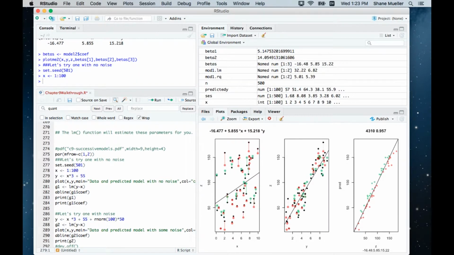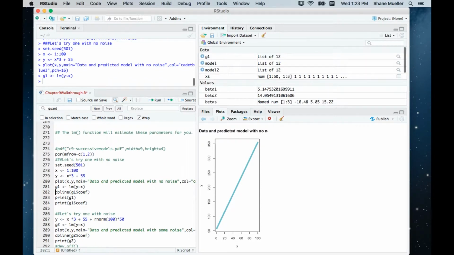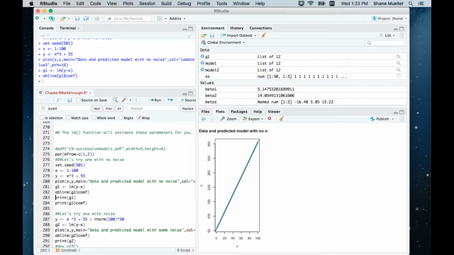All right, so another way to think about this is as parameter recovery. So here I've created some x and y values where there's no noise involved. And I can fit a model to that and look at the model and look at the predicted model. And in fact, if I look at G1, the intercept and the slope are extracted exactly the same. Slope was 3 and intercept was 55.